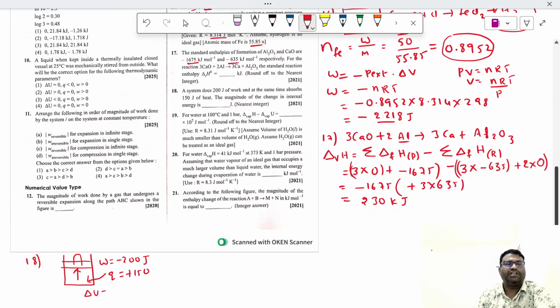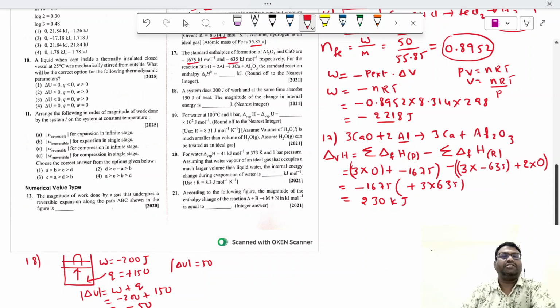So what is the change in the internal energy? But it is asked mod of delta U, only the magnitude. It is equal to W plus Q, that is equal to work done minus 200 plus Q, how much? 150, that is equal to minus 50. But mod is asked, mod of delta U, only magnitude is asked, that is equal to 50 joules. So the answer here will be 50, right?